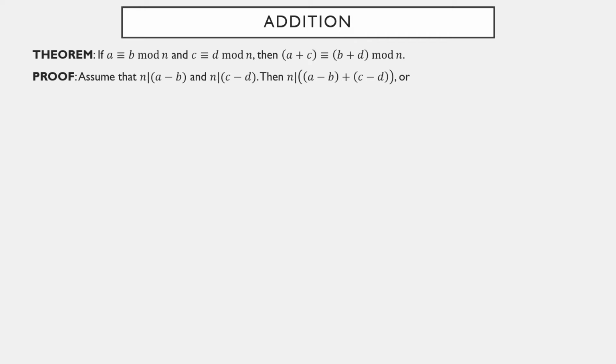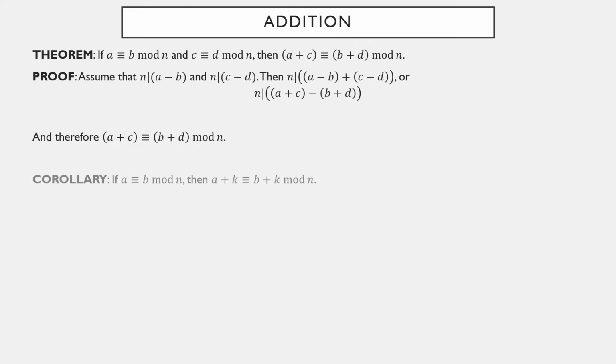Of course, if n is a factor of two different numbers, those parenthetical terms, then it's a factor of the sum, (A − B) + (C − D). In other words, n is a factor of (A + C) − (B + D), simply rearranging terms. And that's exactly the definition that A + C is equivalent to B + D. Therefore, if you have two different modular equivalences modulo the same n, you can add them together, no problem.